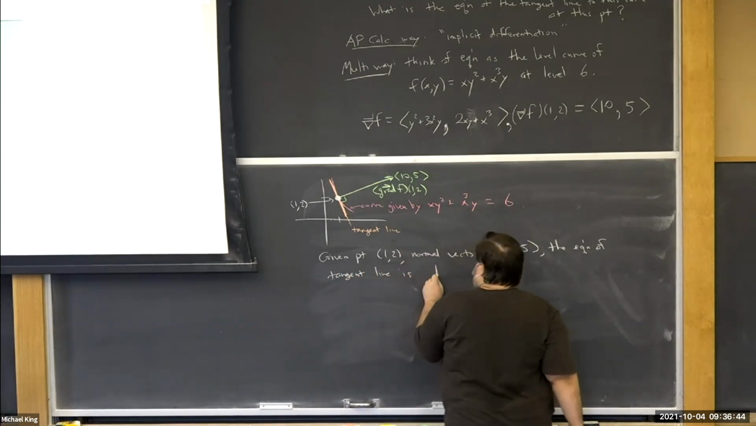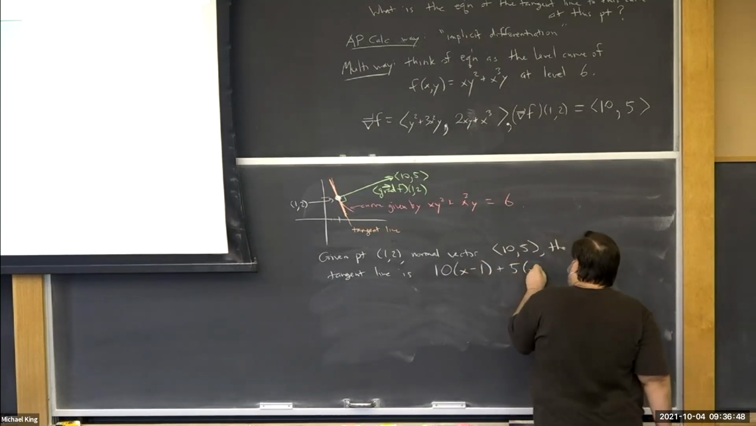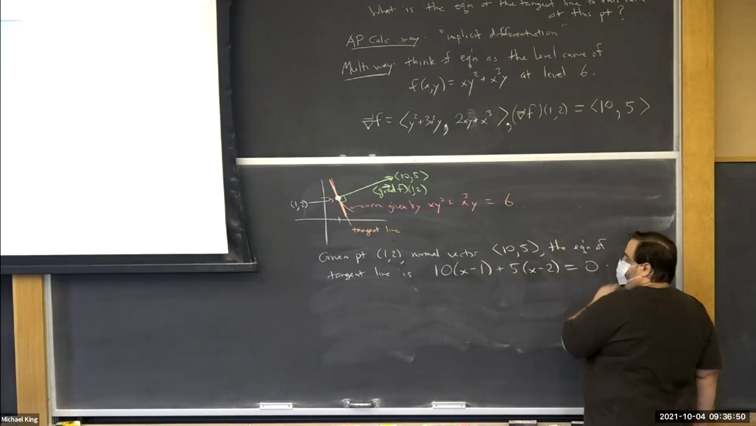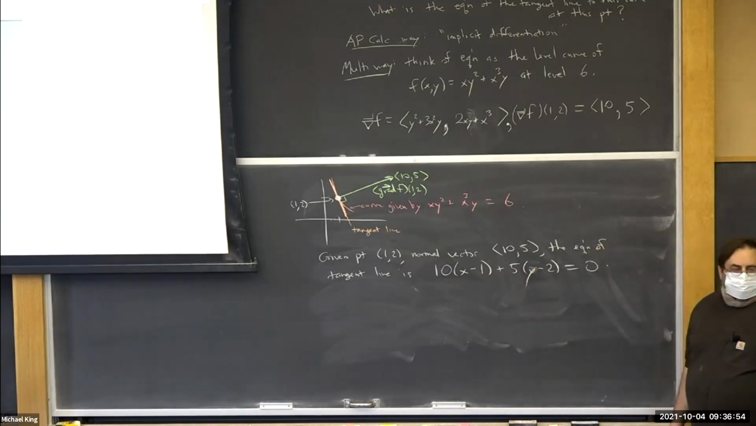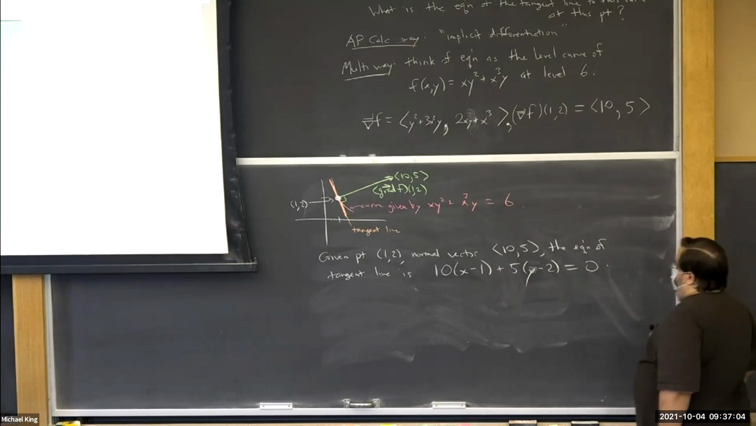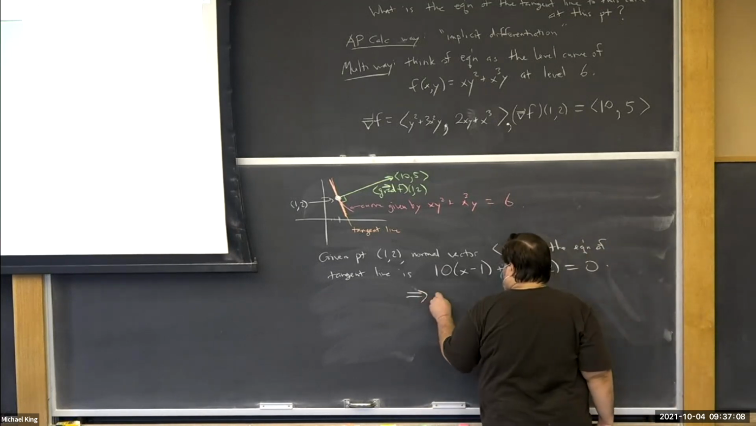remember this, it was like 10 times (x minus 1) plus 5 times (y minus 2) equals 0. Nope, not x, y. Right, remember that? Sort of the coefficients of x and y, just like in 3D, it's the coefficients of x, y, and z, give us the plane equation. And so, right, you could divide through by 5 at this point if you wanted.